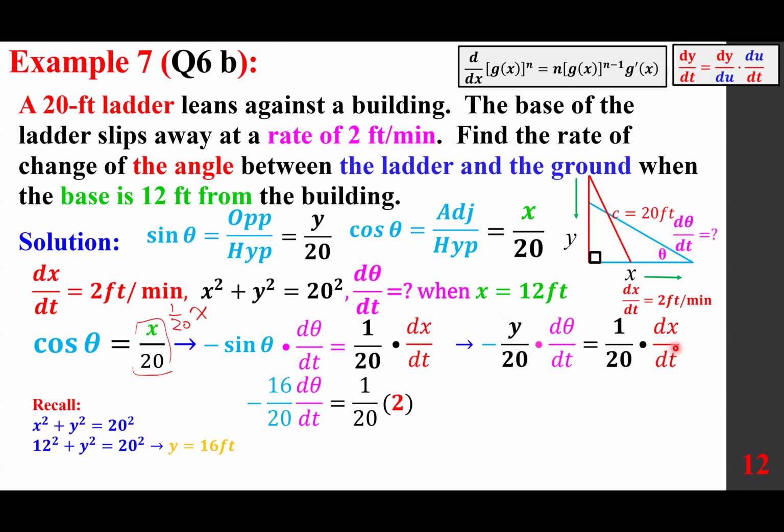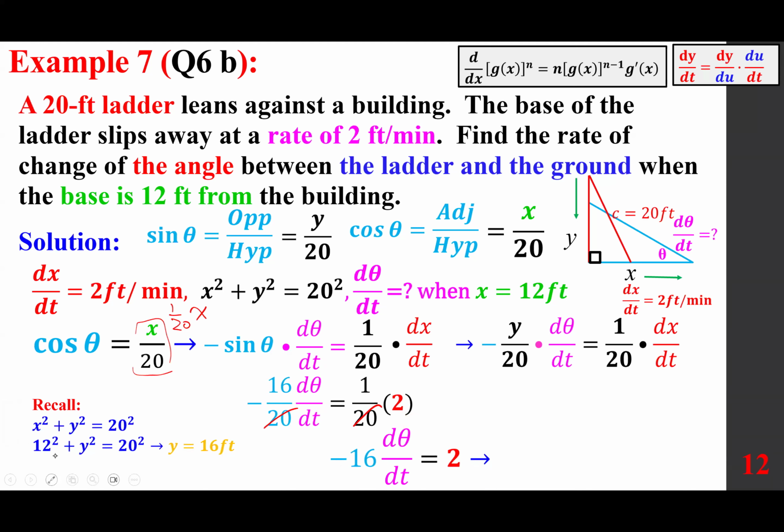Now, notice you have a couple of fractions, and we have the denominator 20. You can just drop the denominators because they are identical, which means you really have, just show this, you have minus 16 d theta dt equals 2. That's the meaning of it, everybody.